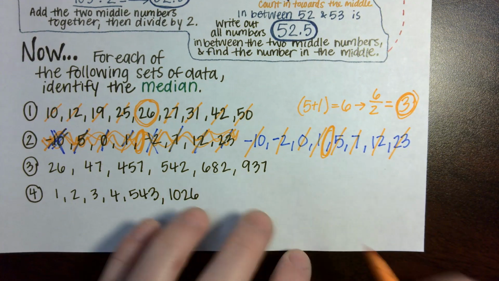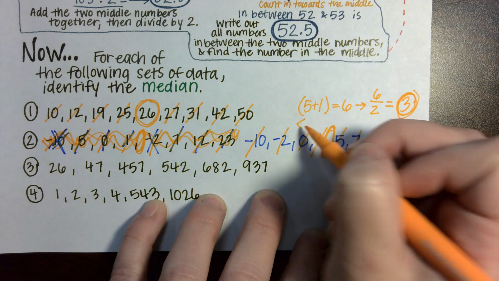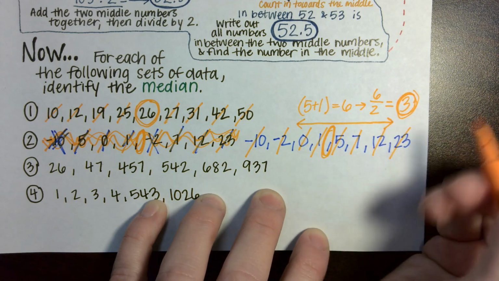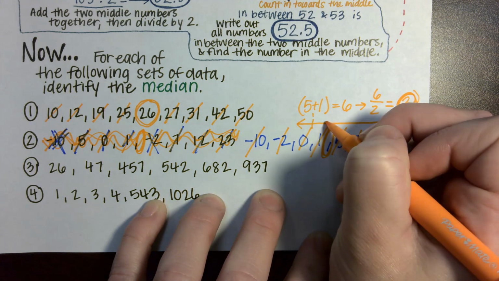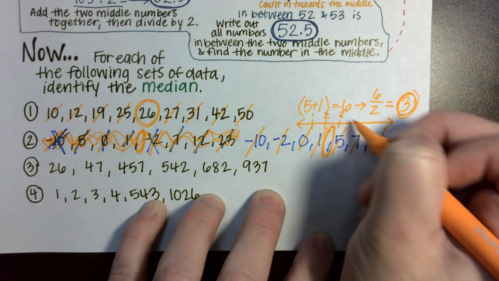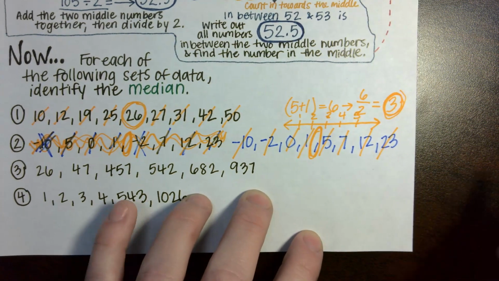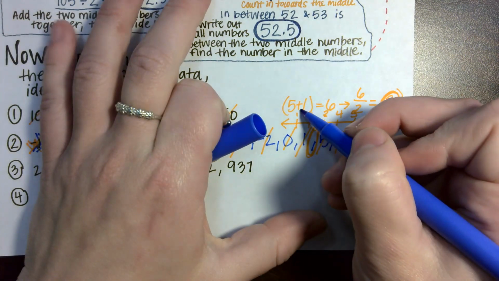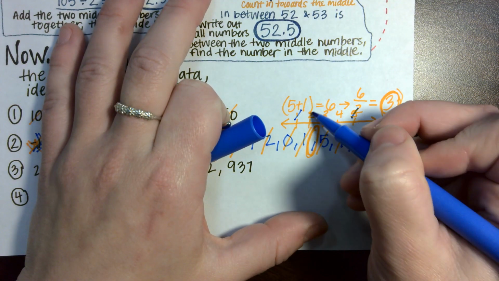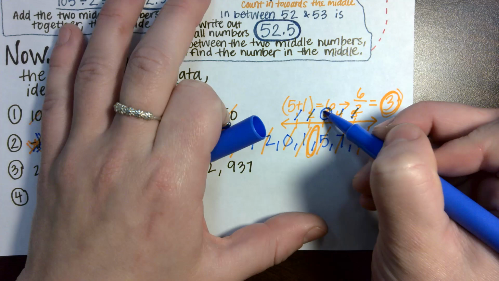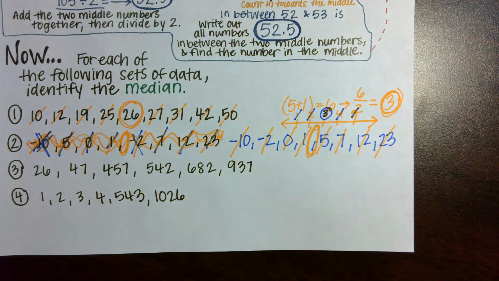Good. You could also write the numbers out on a number line like this. I would have 1, 2, 3, 4, 5. Sorry, it's a little crowded. So then I would cross off my 1 and my 5, my 2 and my 4, and I see that 3 is the middle number there. So for number 2, the median is 3. Everybody get that now? Good.